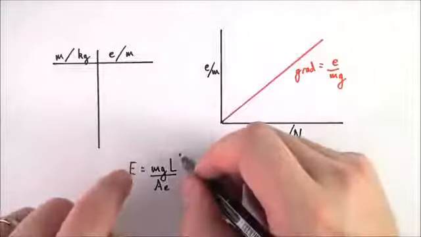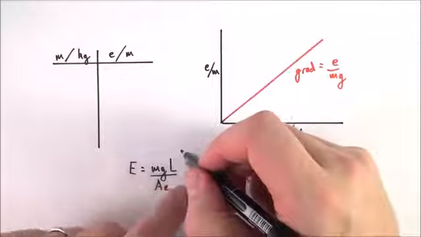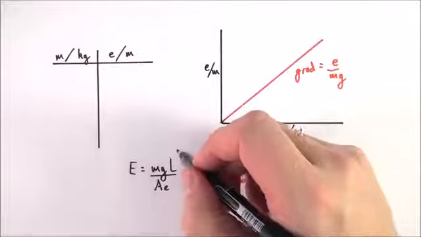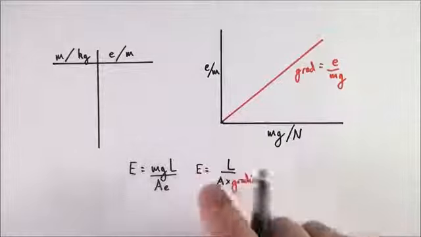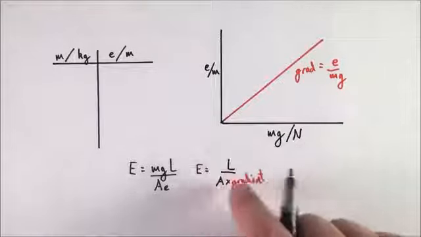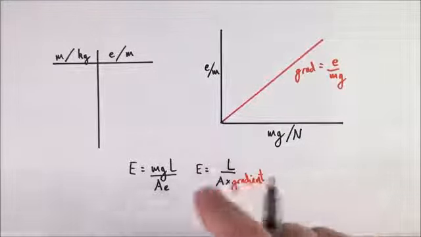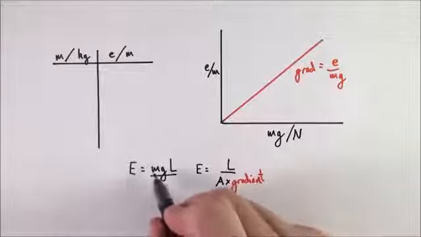So previously in the video I said that Young's modulus is equal to mgl over Ae, and if we think about what this means in terms of the gradient, we can also write that the Young's modulus is equal to L over A multiplied by the gradient, because the gradient is equal to e divided by mg.